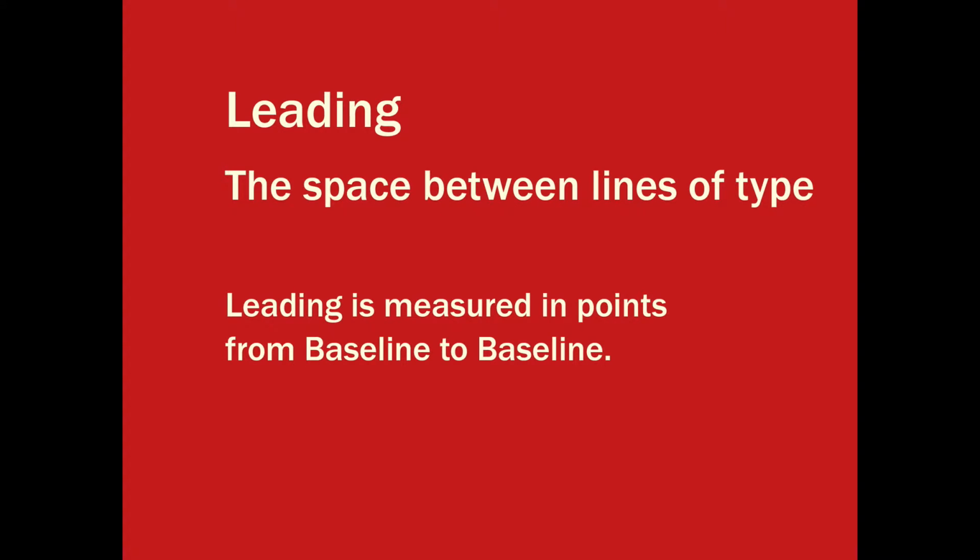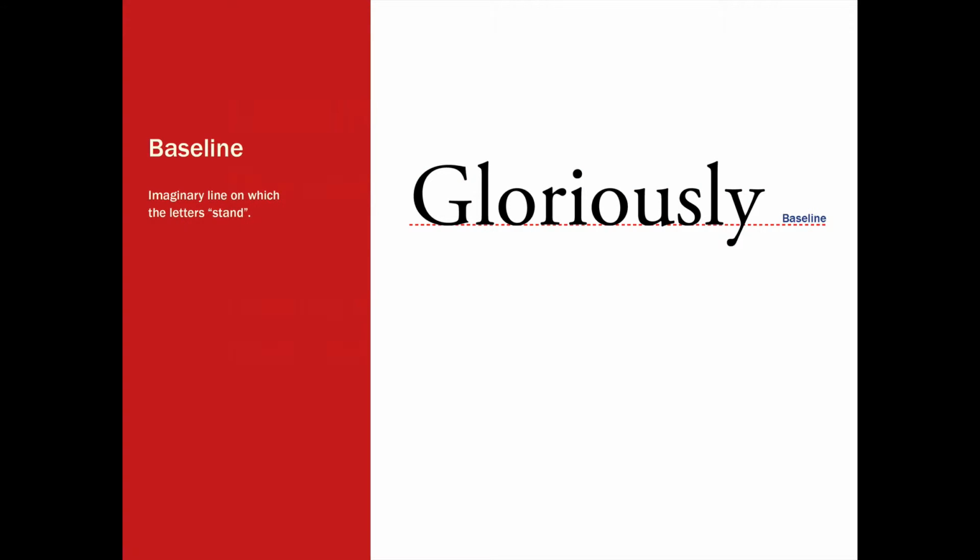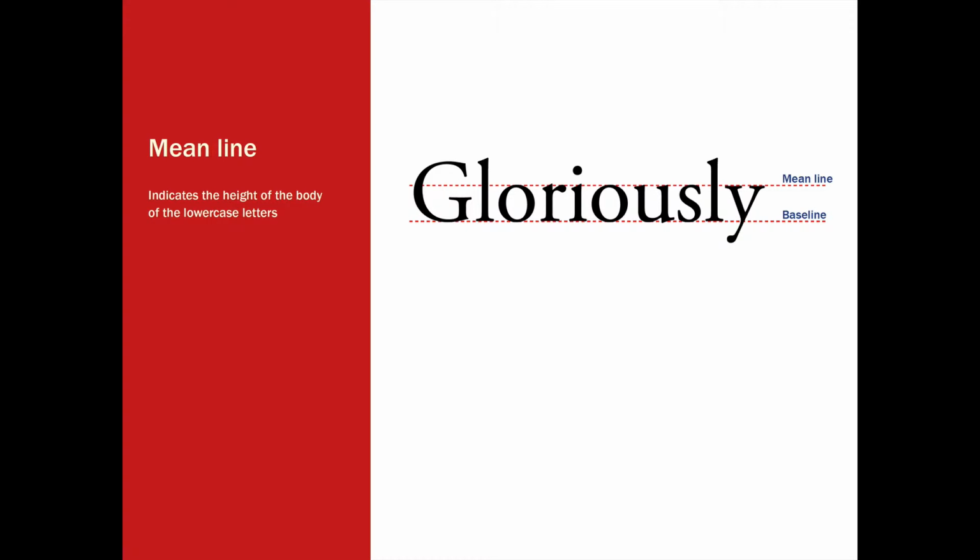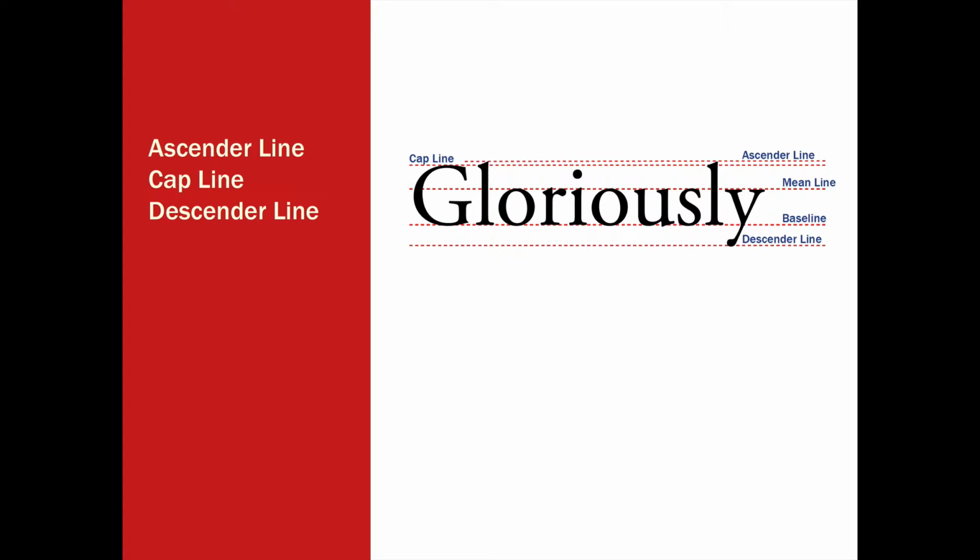Leading is the space between lines of type, and it's measured in points from baseline to baseline. Baseline is simply the invisible line upon which letters sit. The mean line describes the top of the lowercase letter.